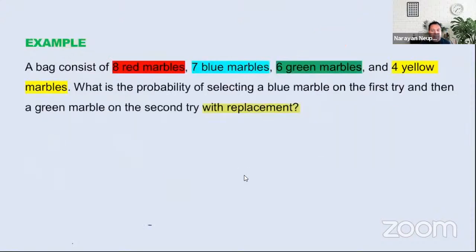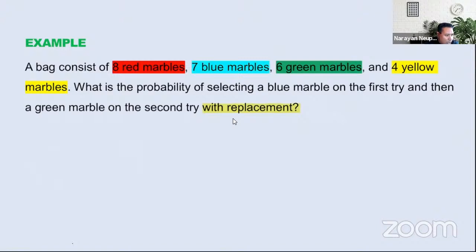Here is the example, quite similar to what we have done before in the addition rule. A bag consists of 8 red marbles, 7 blue marbles, 6 green marbles, and 4 yellow marbles. What is the probability of selecting a blue marble on the first try and then a green marble on the second try, with replacement? So before we begin, how many marbles are there in the bag?